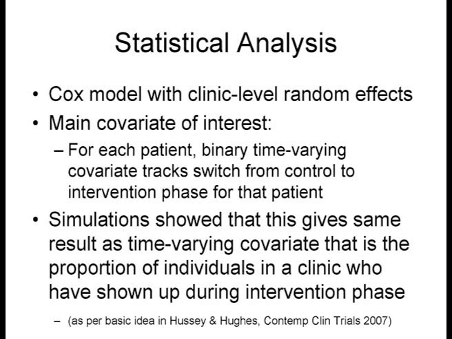Okay, I already said the Cox model with the random effects, and so that's a binary covariate for each individual that tracks when that individual is going from control to intervention phase. It really is the same thing as looking at it globally at the clinic level and looking at the proportion of individuals who've shown up for the intervention phase. So it's like a partial allocation covariate, which Hussey and Hughes had proposed some time ago.